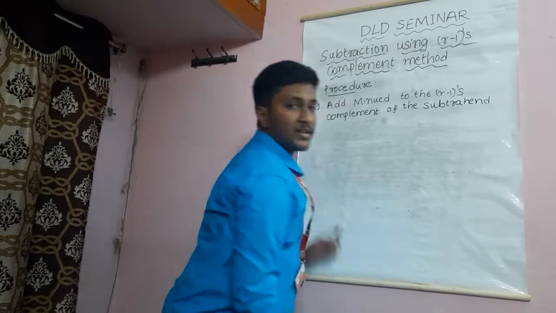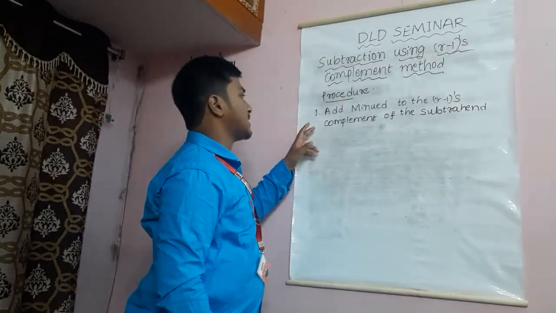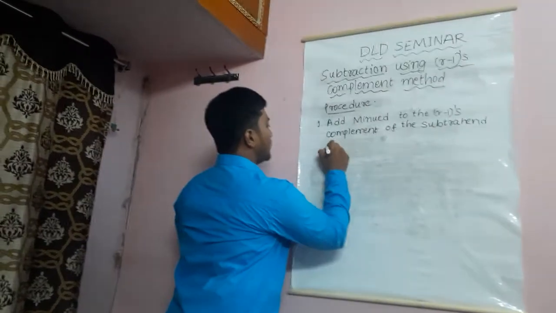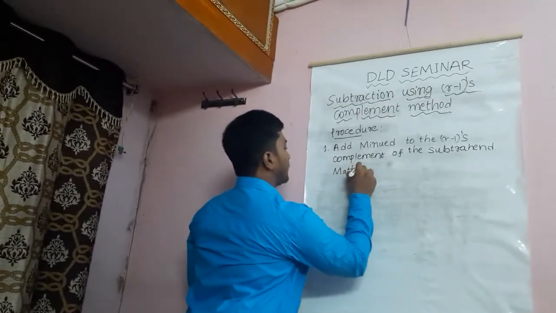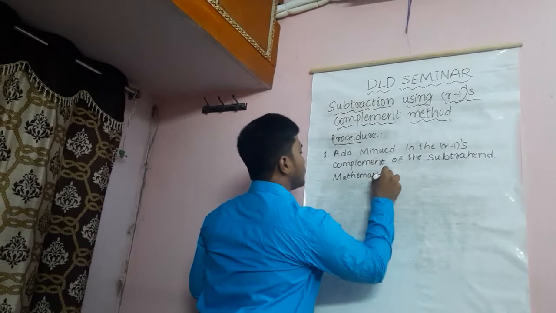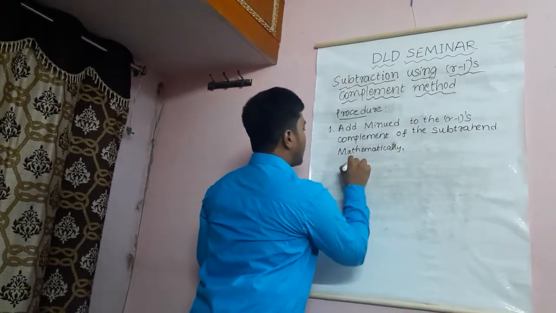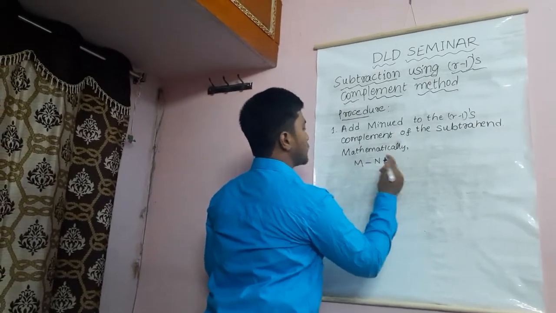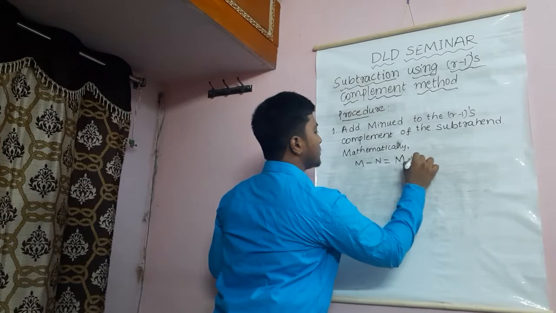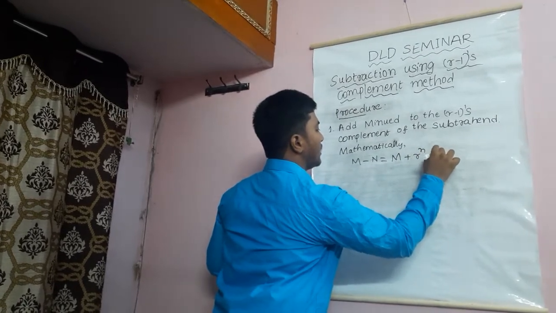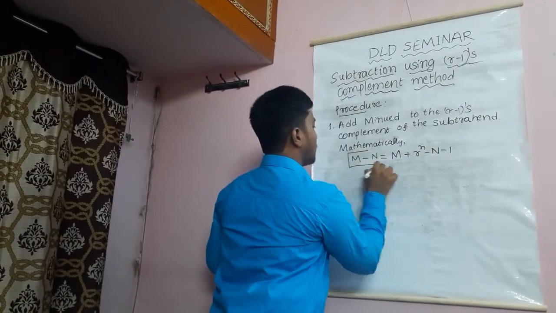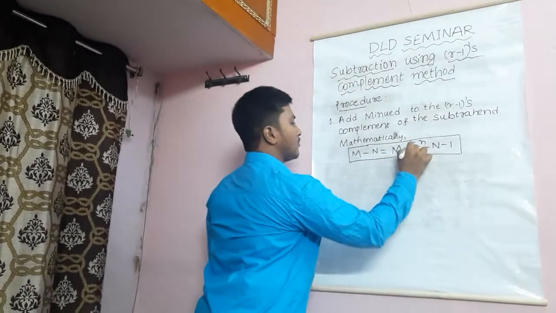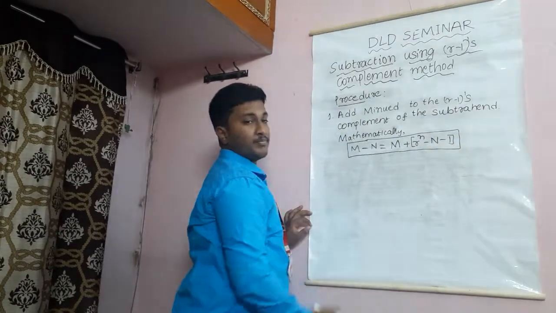So basically the second and third steps are based on the sign or magnitude of capital M and capital N. Now mathematically, in the first step, capital M minus capital N equals, this minus N is replaced by the r-1's complement, so capital M plus r power n minus capital N minus 1. So remember this one. This is the first step.